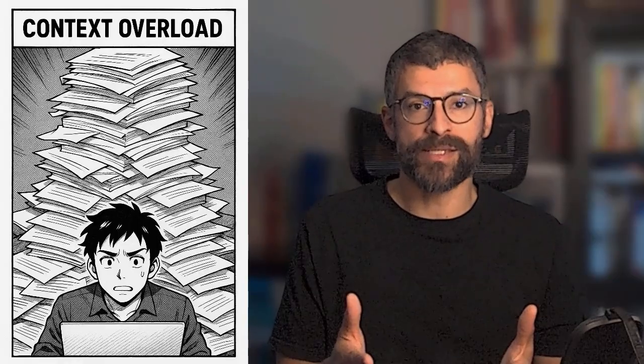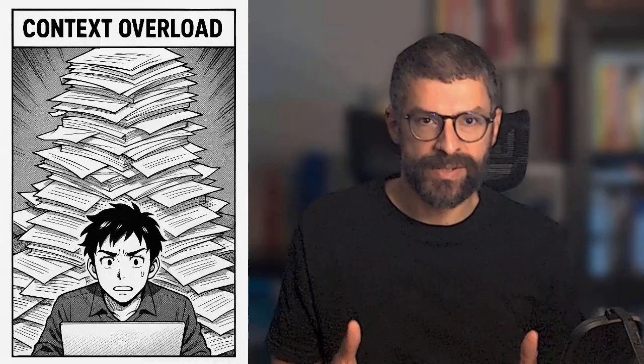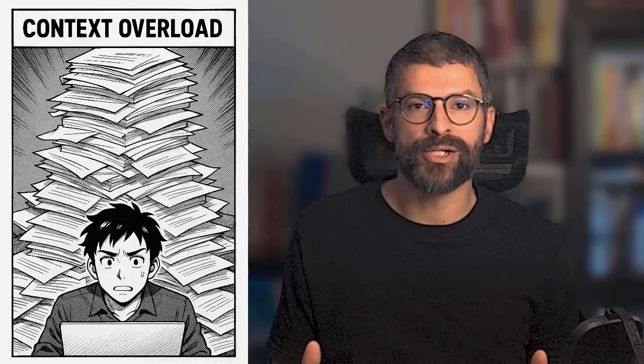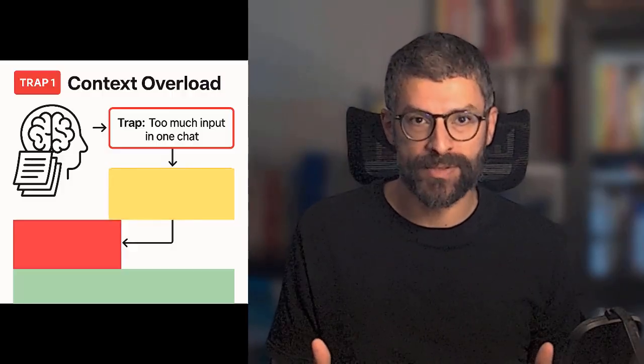Back to the 7 traps. Once you know them and the workarounds, you'll start getting much better, more reliable output from AI. Trap number 1, context overload. Let's start with the mistake that destroys long chat sessions, even if you're using great prompts.